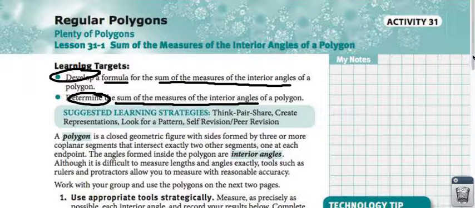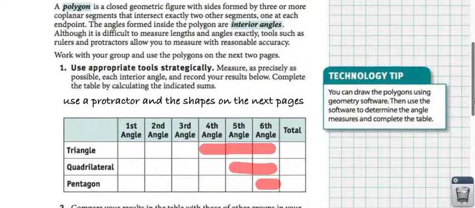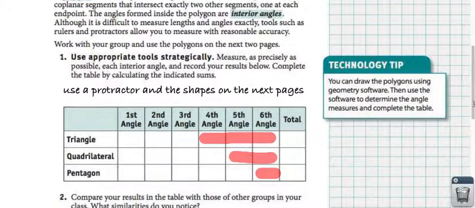So you're going to use the shapes on the next 2 pages and a protractor to measure as precisely as you can. You're going to choose any of the triangles, or just one of the triangles, and measure the 3 angles and record them right here. Then you're going to do the same with the quadrilaterals as well as the pentagons.